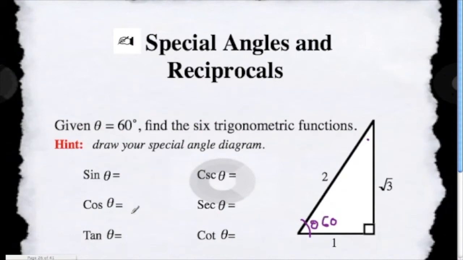Now we can figure out the opposite. Well, the opposite is root 3 over 2. And if I did the cosecant, it just flips, so it's 2 over root 3. And so on. You get the picture.